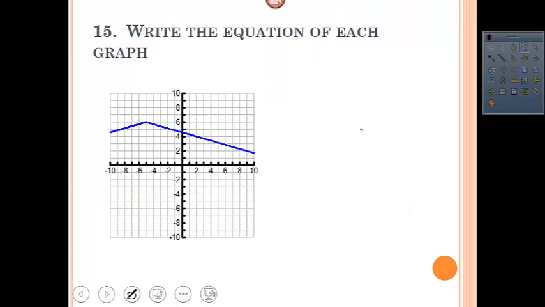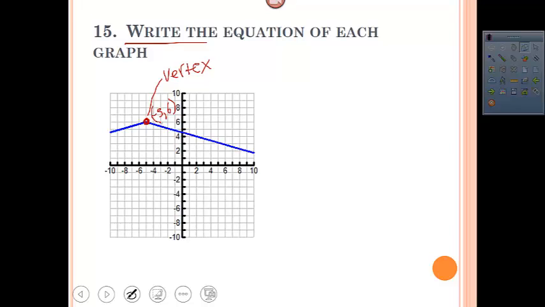Okay, so now we're going to go backwards and figure out what the equation is of each of the graphs. This is why it's important to have a good understanding of what each part of this graph is, because you're going to want to know this point right here is your vertex. If you know your vertex, that's at the point -5, 6.